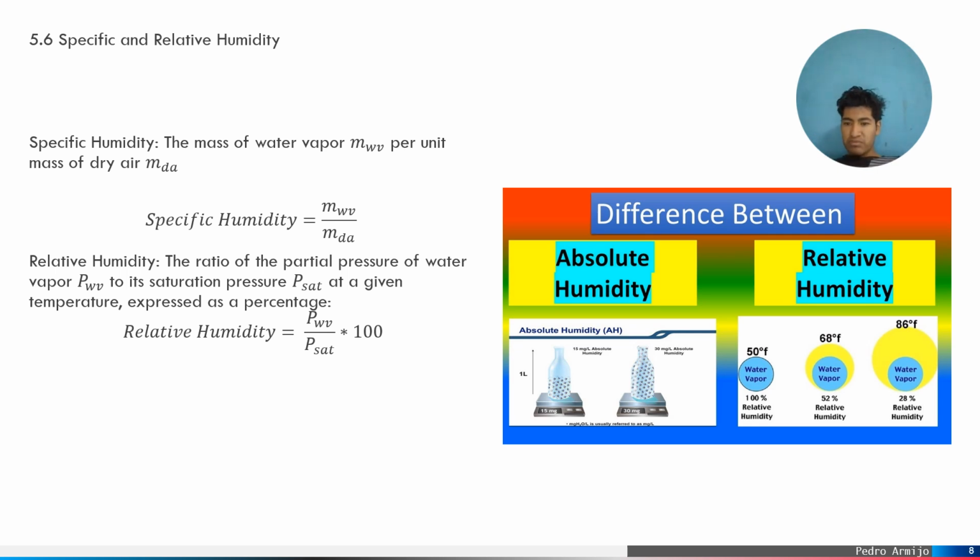Specific humidity measures the amount of water vapor per unit mass of dry air, while relative humidity compares the amount of actual vapor to what the air can hold at a certain temperature. Both are crucial to understanding the condition of the air.